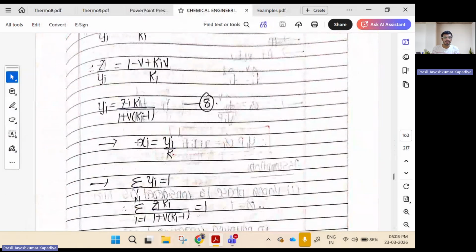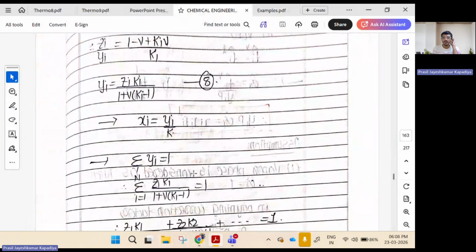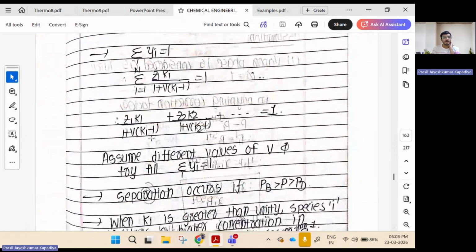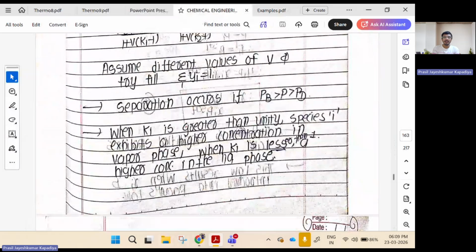So now we know that we can replace xi, and we can find from yi that xi is equal to yi by k. I can do that, but the constraint here is that the summation of yi should be equal to 1. So what I need to do is assume different values of v, and see whether that equation satisfies the summation equal to 1 or not. That I need to satisfy. And this is a very easy thing to understand.